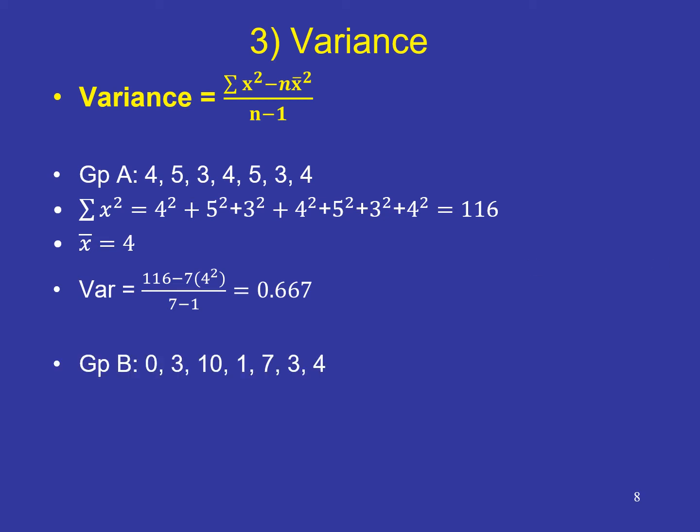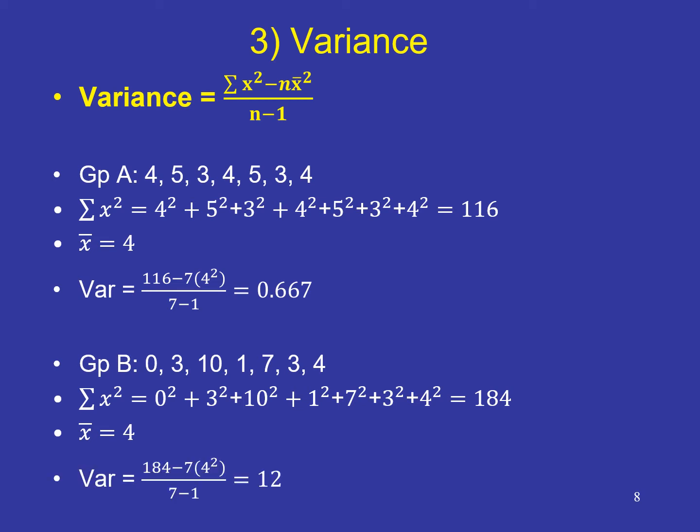Those are the observations for group B, have a go at calculating the variance for group B. So the sum of x squared is 184. The mean is 4. Substituting the values into our formula, we get that. So the variance in this case is 12.